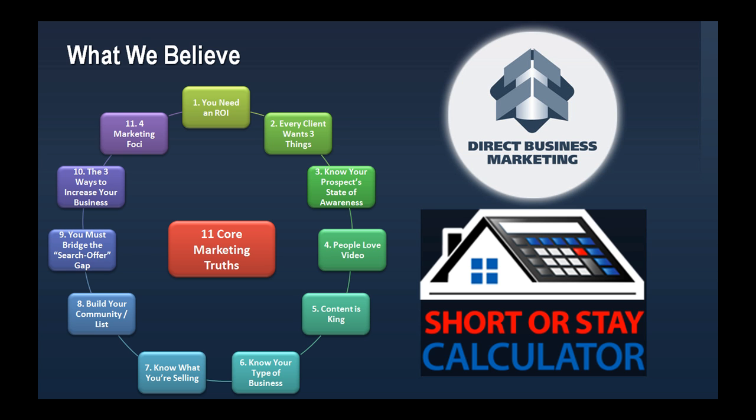Number three, know your prospect's state of awareness. There are 5 states of awareness, all the way from they know nothing about your product or service to they know everything about your product or service and they're ready to buy, and everything in between. So again, there are 5 stages there. We won't go in depth with those.